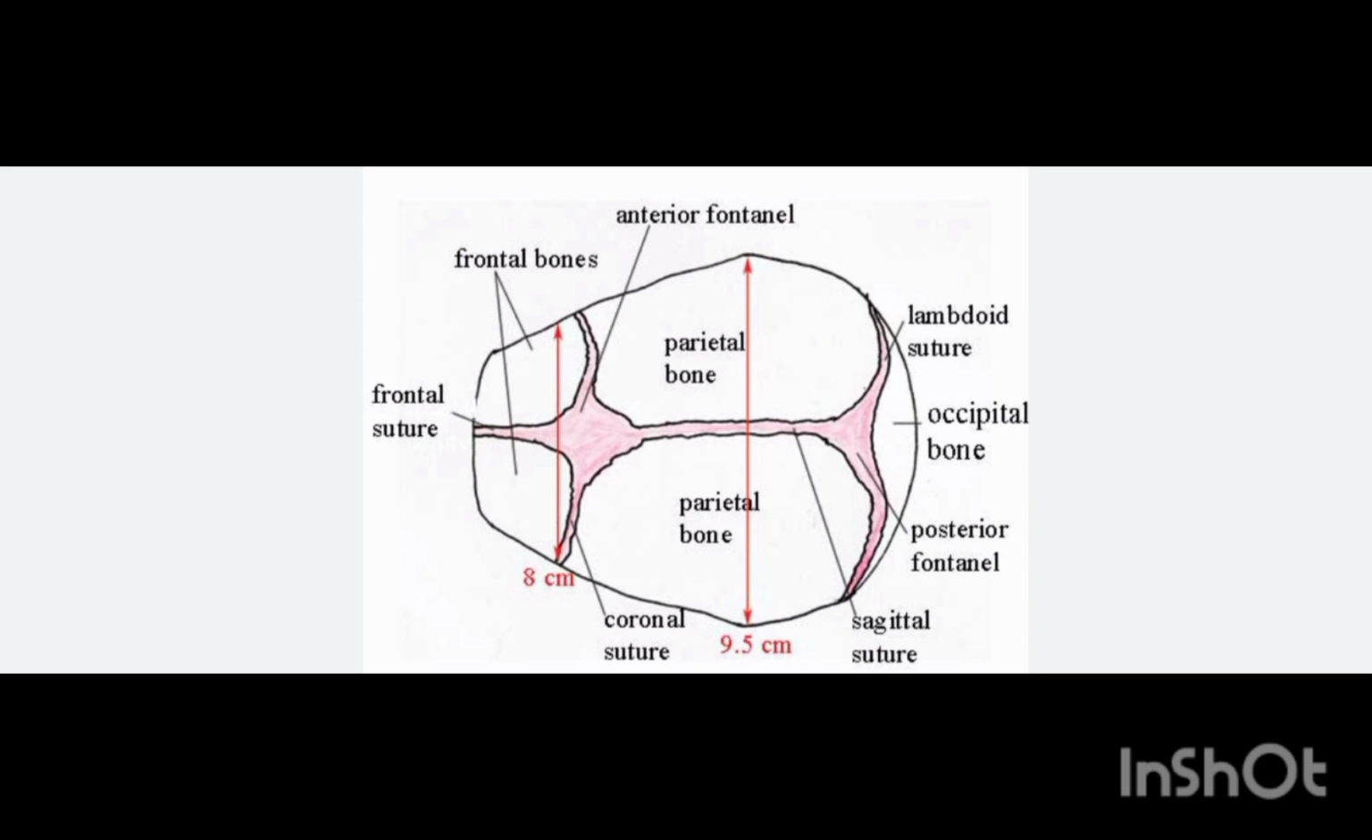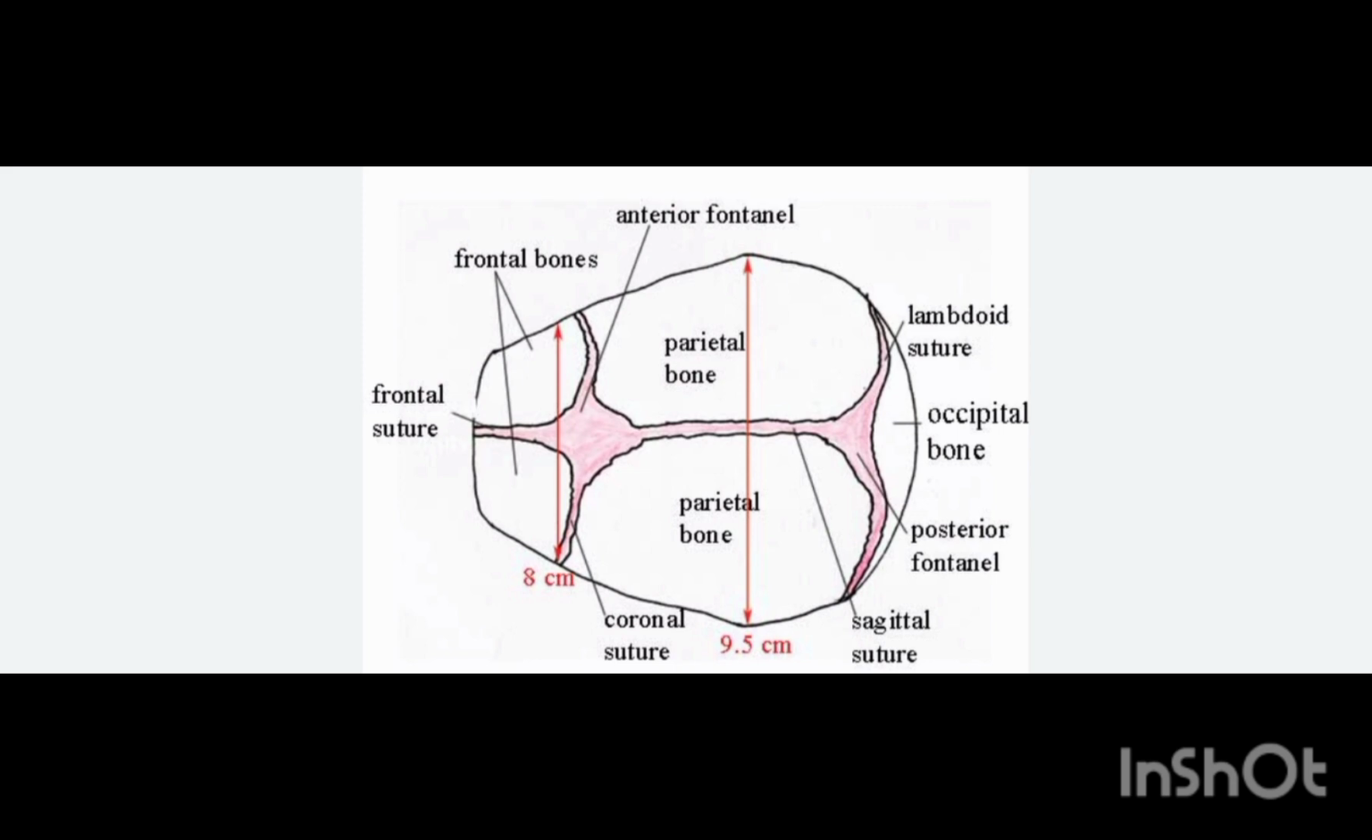Next, in between the frontal bones and parietal bones anteriorly, that is the coronal suture. The coronal suture binds the frontal bones with the 2 parietal bones, in the anterior portion of the skull.